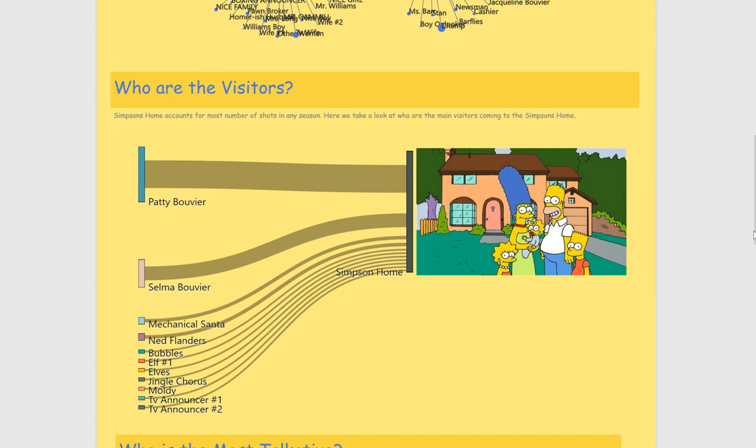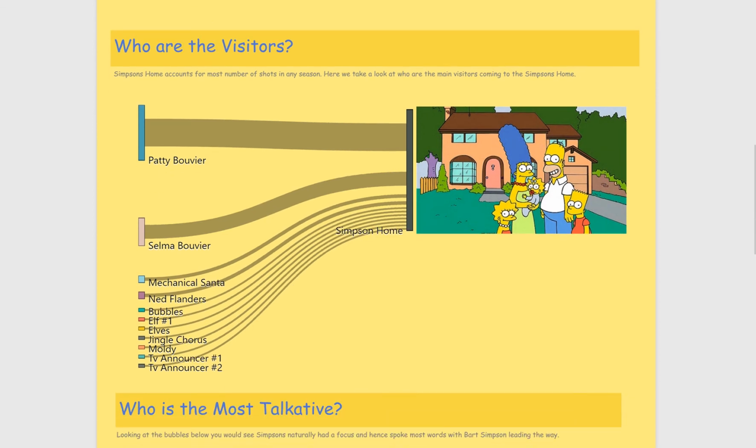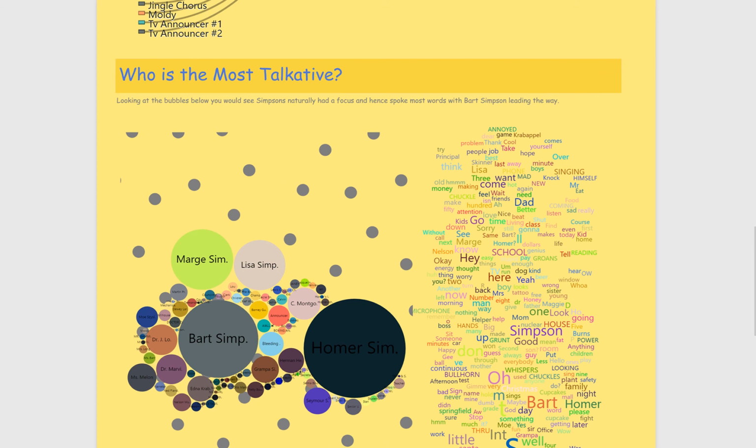What we saw next was, once we identified the main characters episode versus episode, we wanted to see who are the visitors coming to the Simpsons home, because the Simpsons home is the number one location where the shots have taken place. So here we see Patty, Selma, all these guys who visited or appeared most at Simpson's home, depending on the number of appearances.